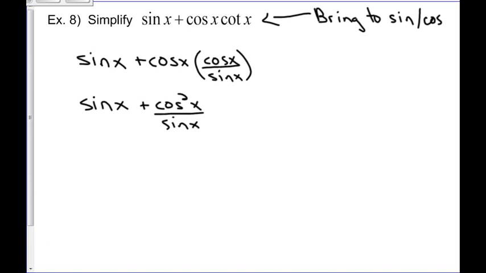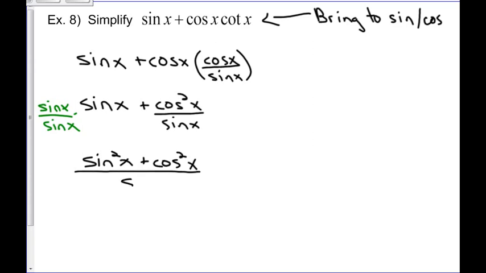Okay, now to put them together, we're going to need a common denominator of sine. So we'll get sine squared x plus cos squared x all over sine x. Oh wow, that's a sine squared plus a cos squared? That's another way of saying 1. So we could call this 1 over sine x, or if we feel like it, we could call it cosecant x.